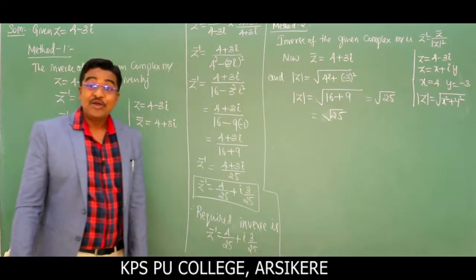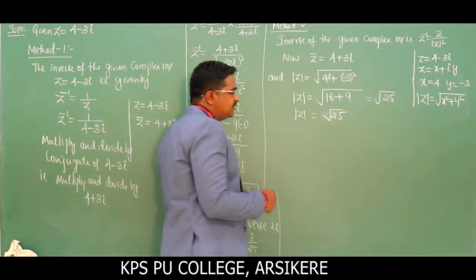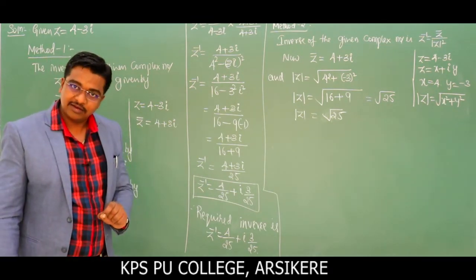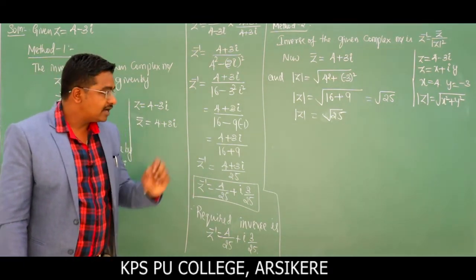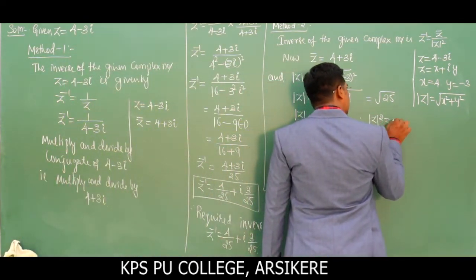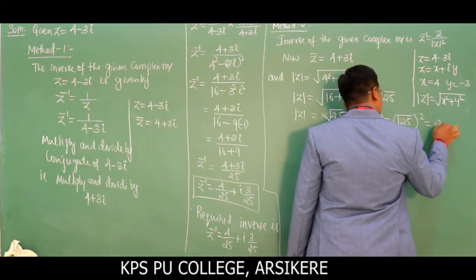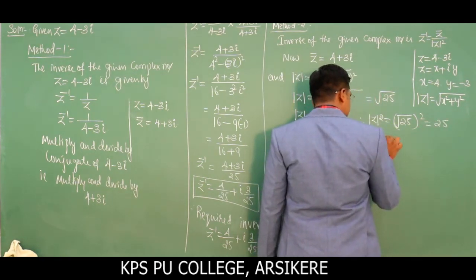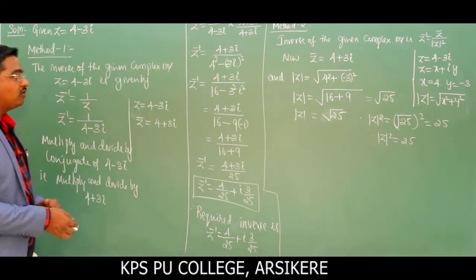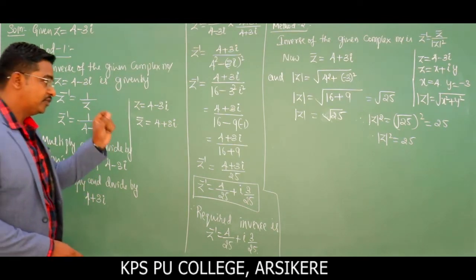Because here we need to find modulus of z whole square. That's why we'll take mod z as root 25. Because when I take the squaring on both sides, in right hand side, square root and square get cancelled. Directly we are left with 25. Therefore, mod z whole square is equal to root of 25 whole square. This is nothing but 25. That is mod z square is 25.